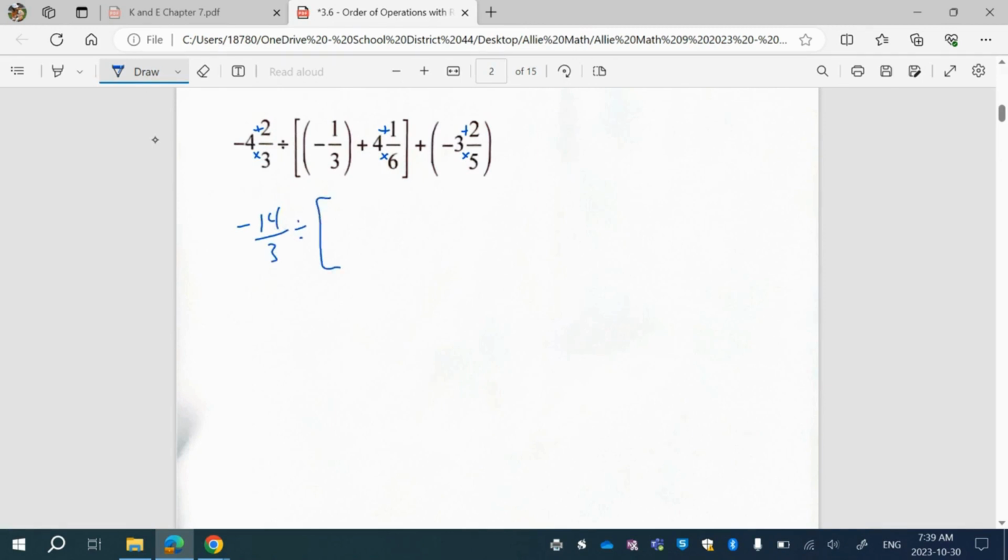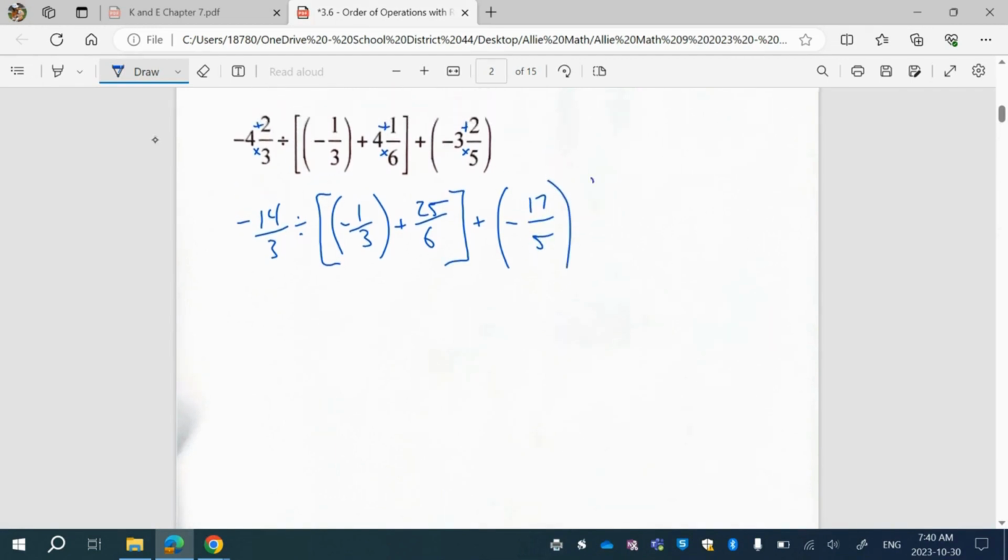got our square bracket, another bracket, negative 1 over 3, bracket, plus, now let's go 6 times 4 is 24, plus 1 is 25 over 6, end of our square brackets, plus negative 5 times 3 is 15, plus 2 is 17 over 5. There we go.